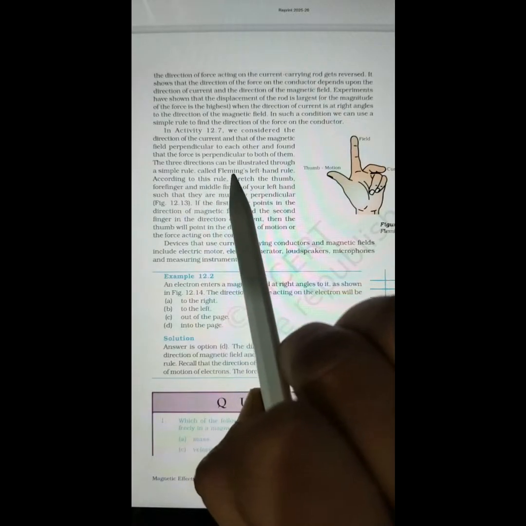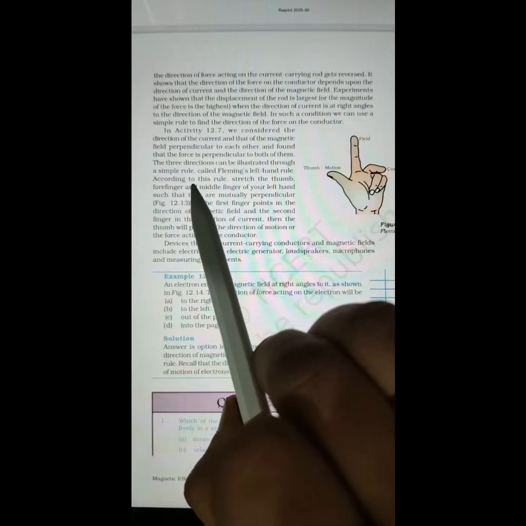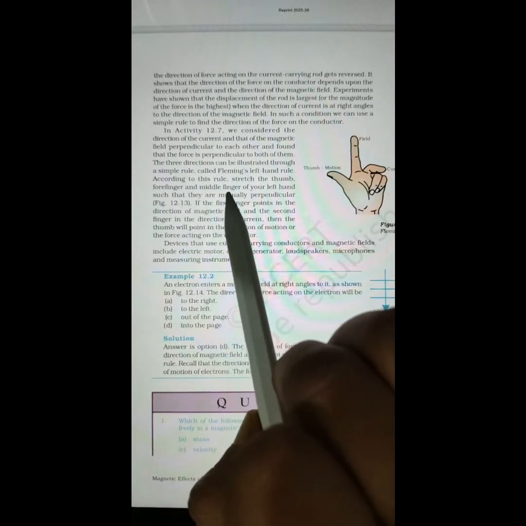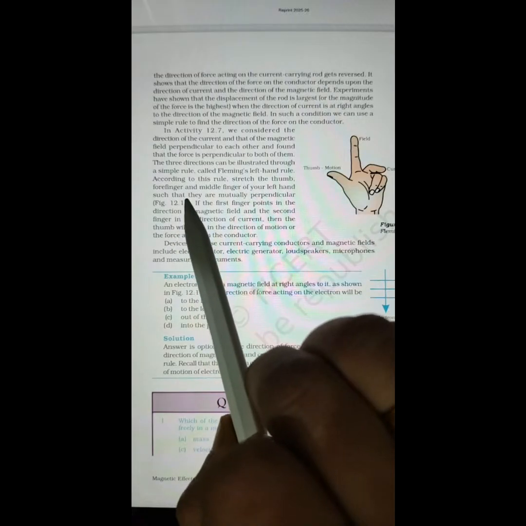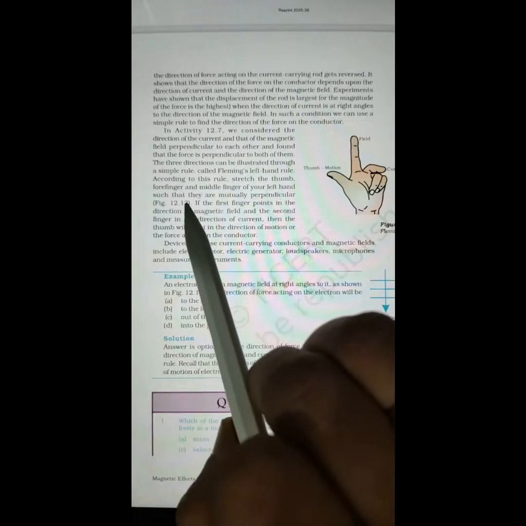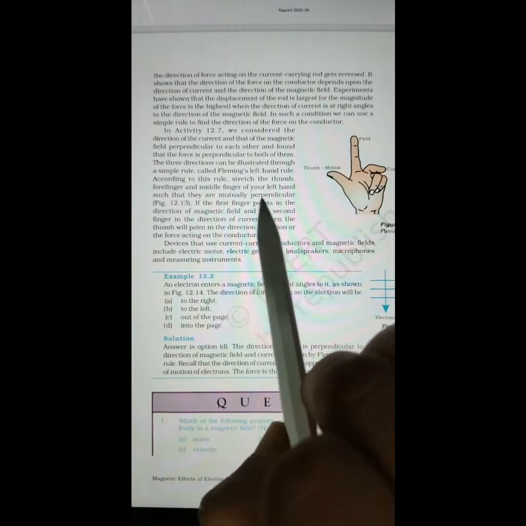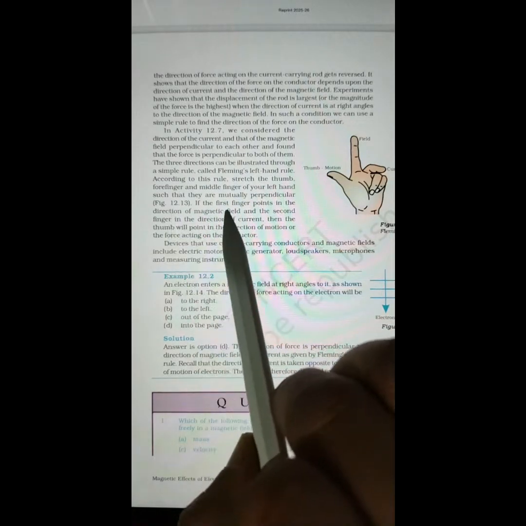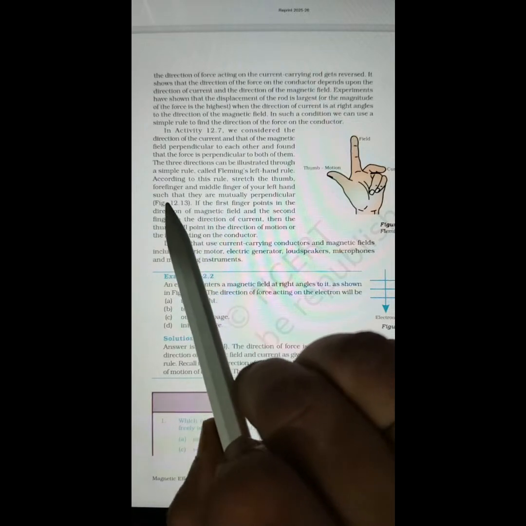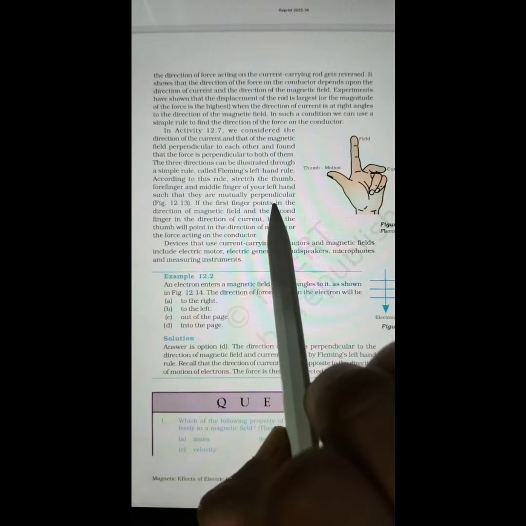The three dimensions can be illustrated through a simple rule called Fleming's left hand rule. According to this rule, stretch the thumb, forefinger, and middle finger of your left hand as shown to you in figure 12.1, such that they are mutually perpendicular to each other.